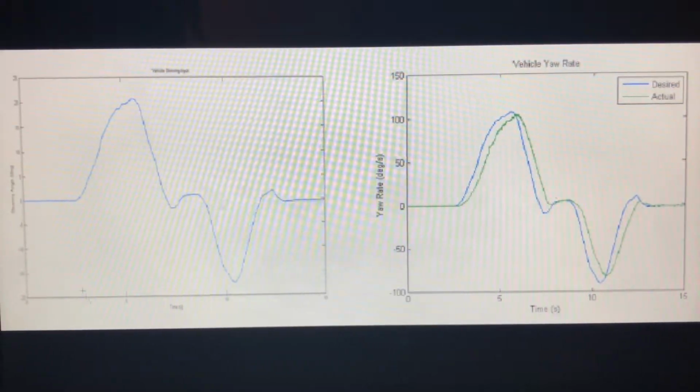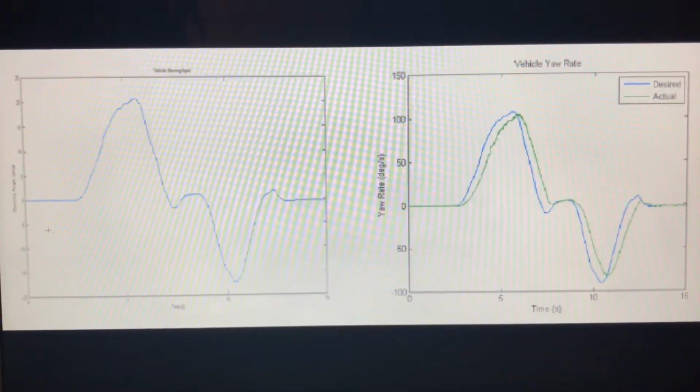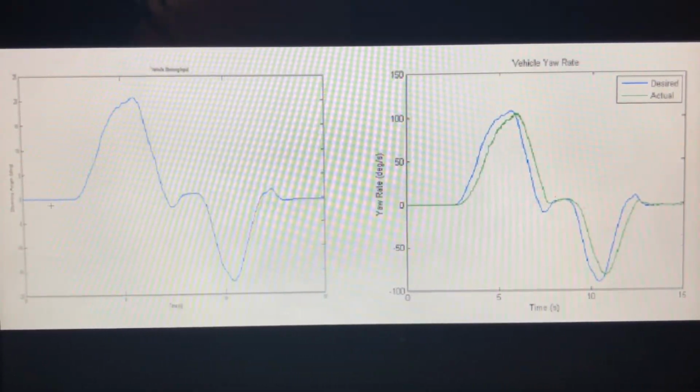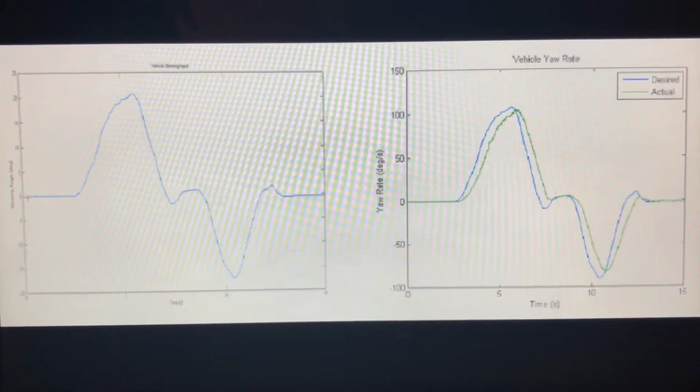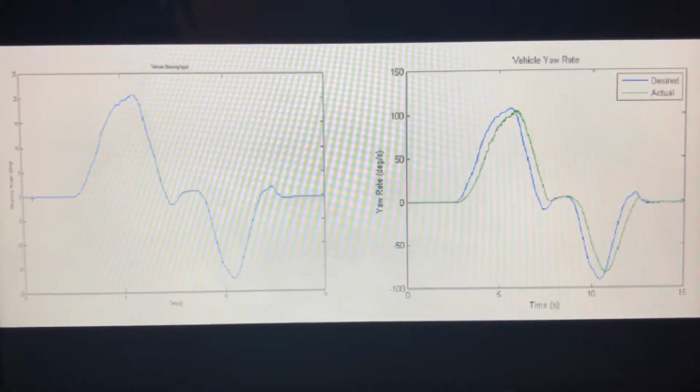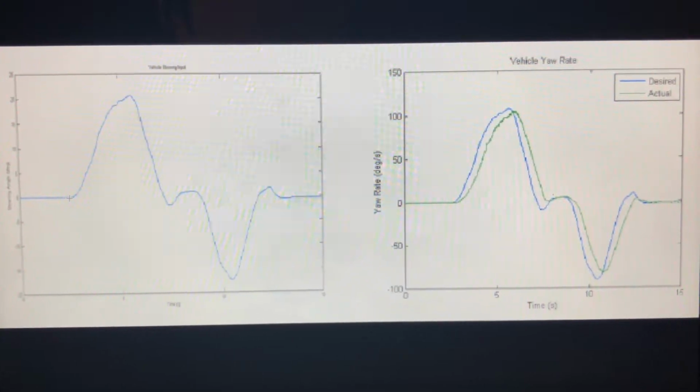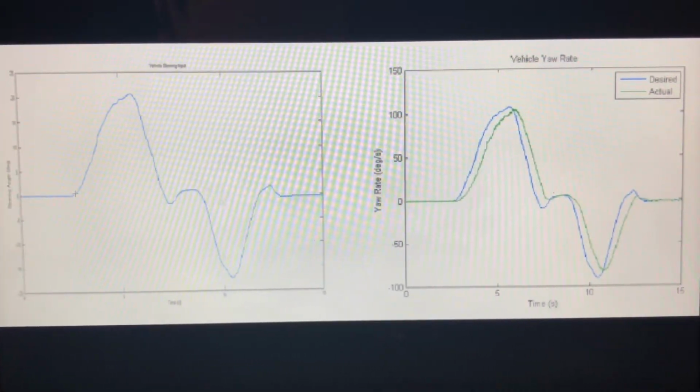All right, guys, so we're going to take a look at a MATLAB simulation for torque vectoring. In this situation, we're going to pretend that there's an obstacle on the road, okay? So this actually represents the steering input of the driver. Initially, he's going on a straight line. Then he sees the obstacle, so he decides to switch lanes and try to avoid that obstacle.